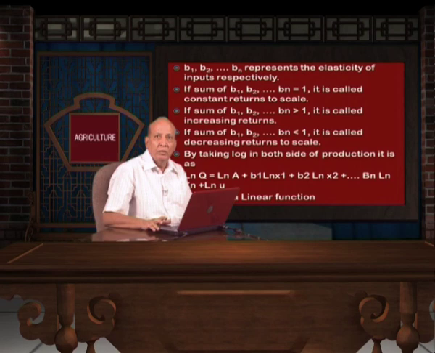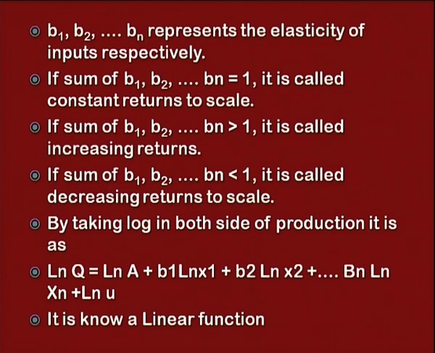B1, B2, B3 also represent the elasticity of the concerned inputs. If we sum all these elasticities and the value comes to 1, it is called constant returns to scale. Again, if the sum of B1, B2, B3 up to Bn is greater than 1, it is called increasing returns. If the sum of all these regression coefficients is less than 1, it is called decreasing returns to scale.